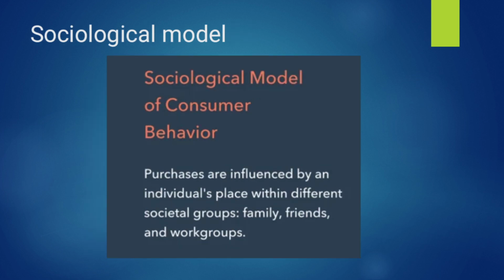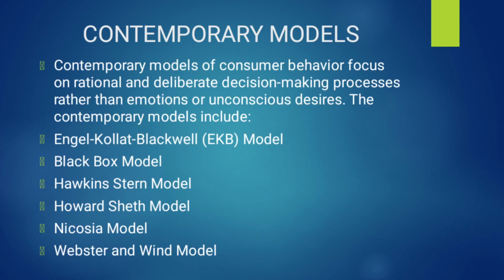The sociological model: in the sociological model, purchases are influenced by an individual's place within different social groups, family, friends and work groups. Then the contemporary model. It is a model where the consumer focuses on a rational and deliberate decision-making process rather than emotions or unconscious desires. The contemporary model includes the Engel-Kollat-Blackwell model, black box model, Howard-Sheth model, Nicosia model and Webster and Wind model.